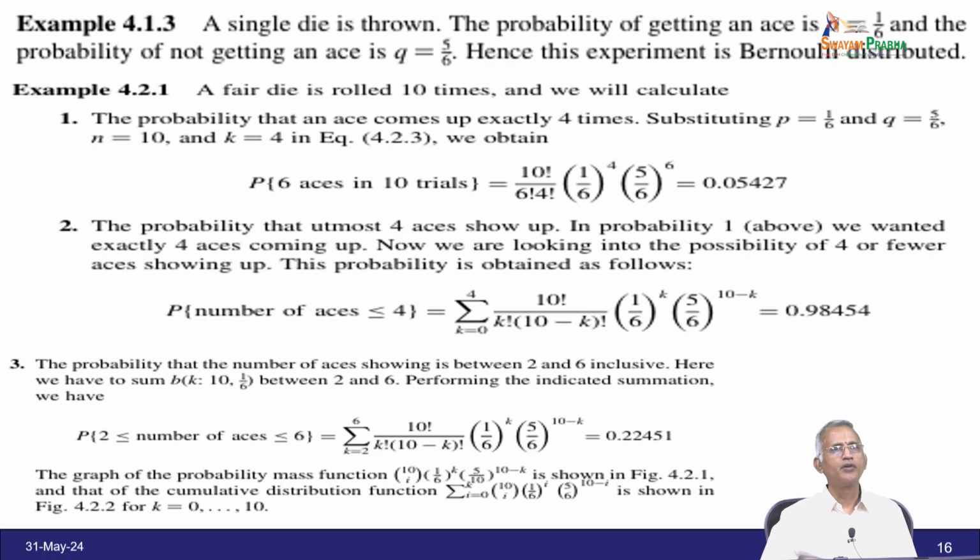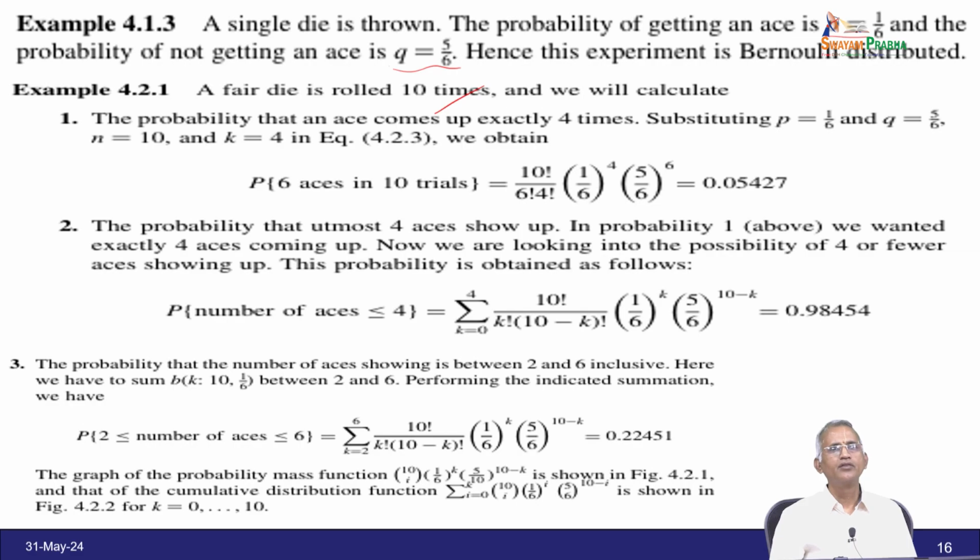Now, we have a problem. A single die is thrown. The probability of getting an ace is p equal to 1 by 6. And the probability of not getting the ace is 1 minus 1 by 6 is 5 by 6. So, the experiment is Bernoulli distributed. Now, we have a problem. A fair die is rolled 10 times and we will calculate the probability that an ace comes up exactly 4 times.